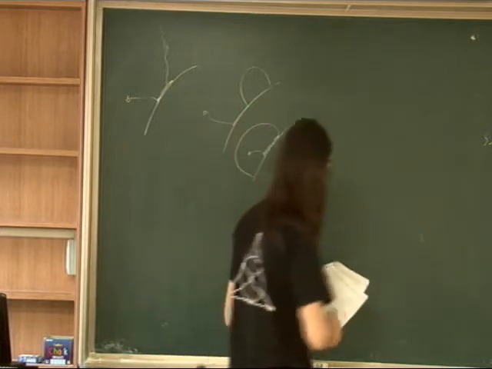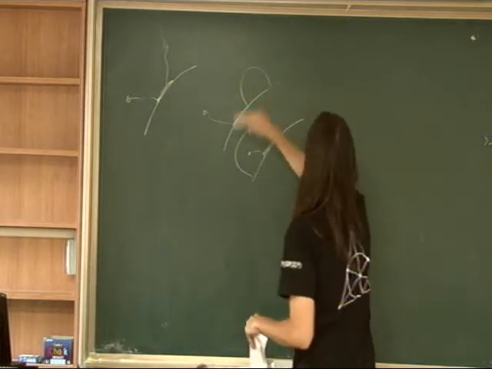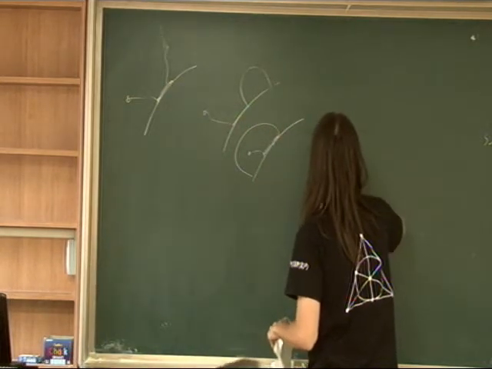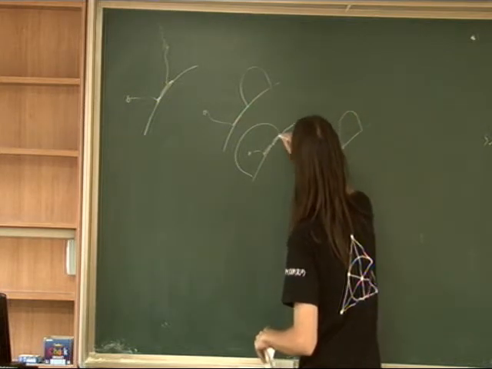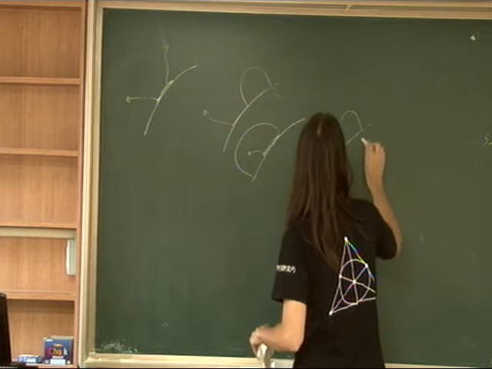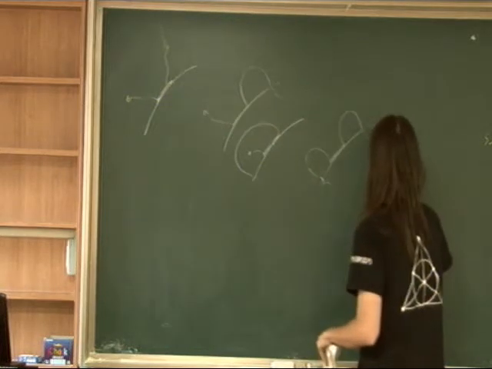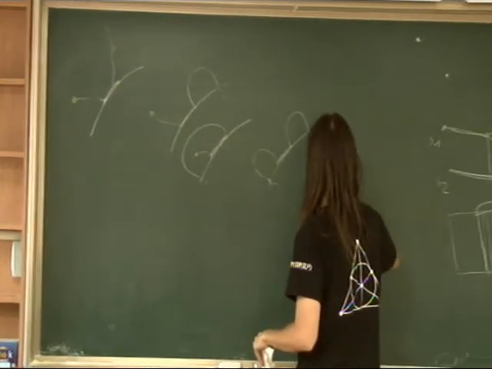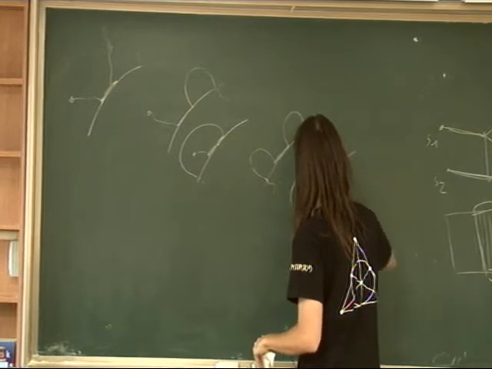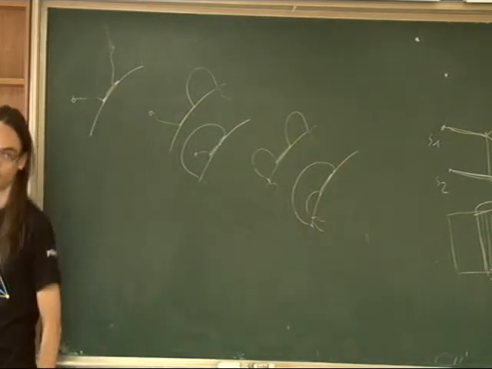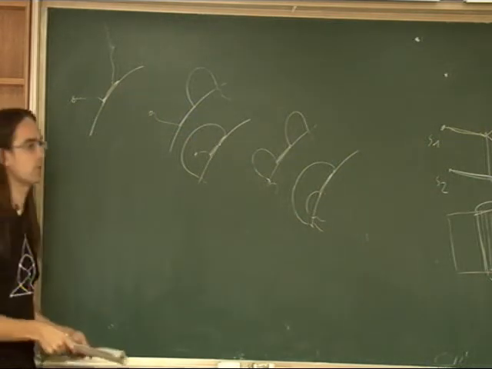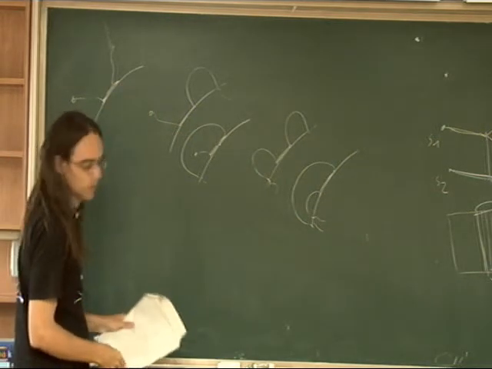And then there's type 3, where both ends re-enter the disk, so like this, and then it can go any way further, or like this. These three types.